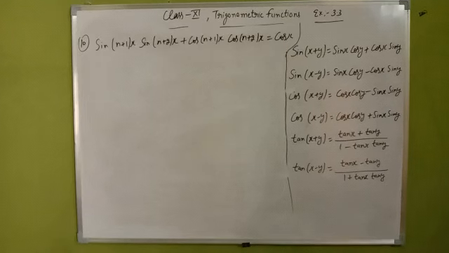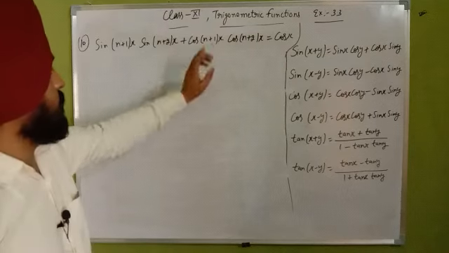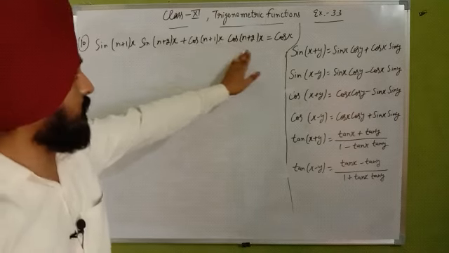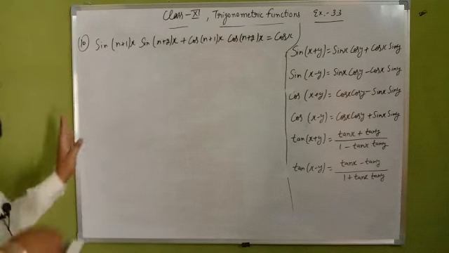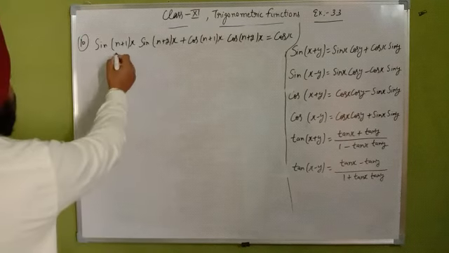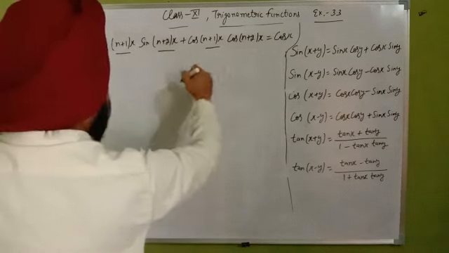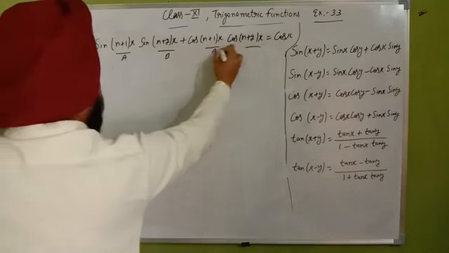Now for the next, question number 10: sin(n plus 1)x sin(n plus 2)x plus cos(n plus 1)x cos(n plus 2)x. We have to show that the left side is equal to the right side, that is cos x. Now just focus on the angles there: n plus 1 into x, n plus 2 into x, n plus 1 into x, n plus 2 into x. We can say it as a, b, a, b.